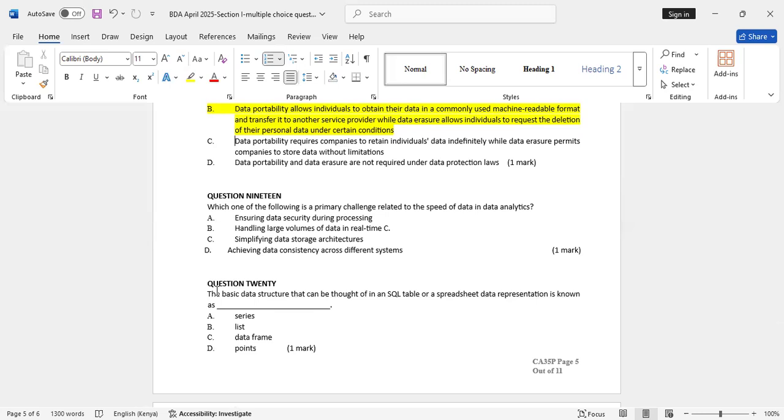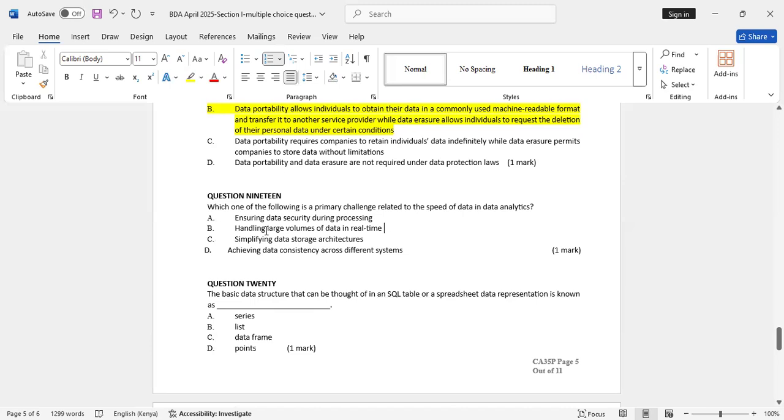A, ensuring data security during processing. B, handling large volumes of data in real time. C, simplifying data storage architectures. D, achieving data consistency across different systems. This relates only to speed. So you eliminate based on the question.